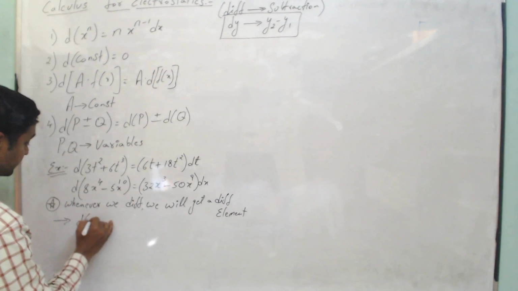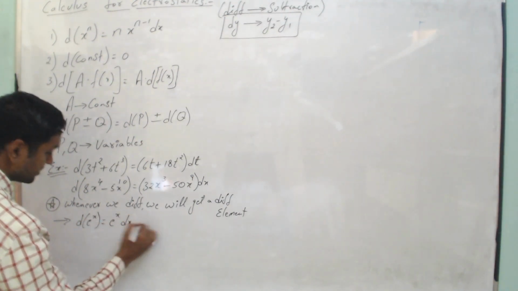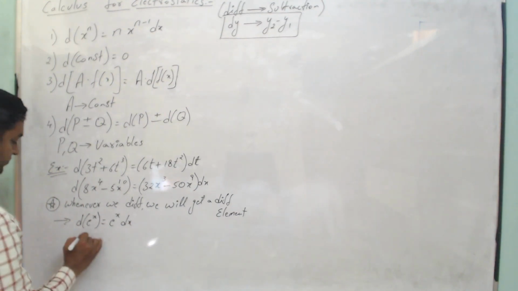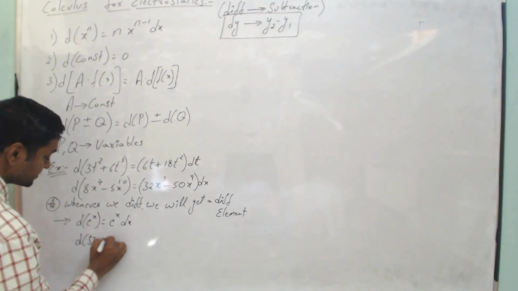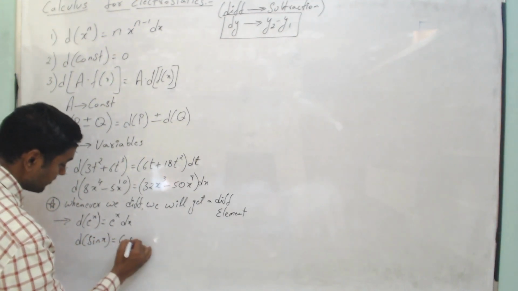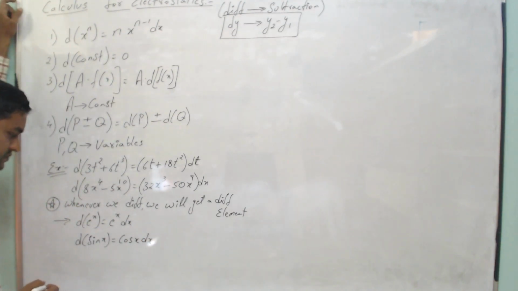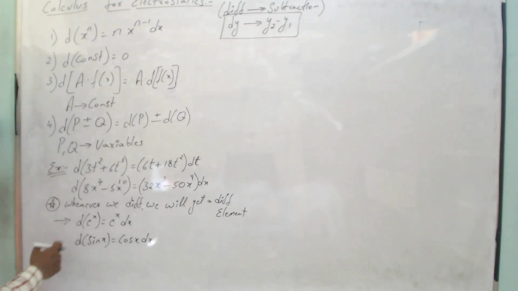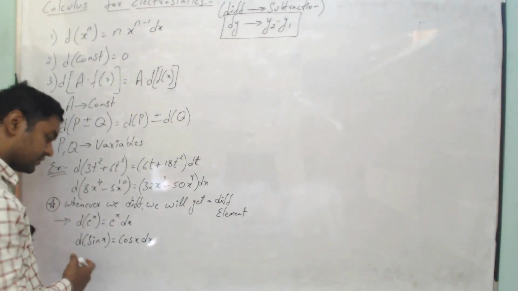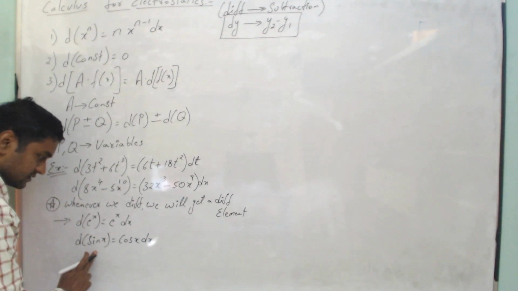For example, differential of e power x, I'll get it as e power x dx. Trigonometric functions: differential of sine x is cos x dx. It's because of cross multiplying the dx in the denominator. So basically this dx is usually written in the denominator, right?